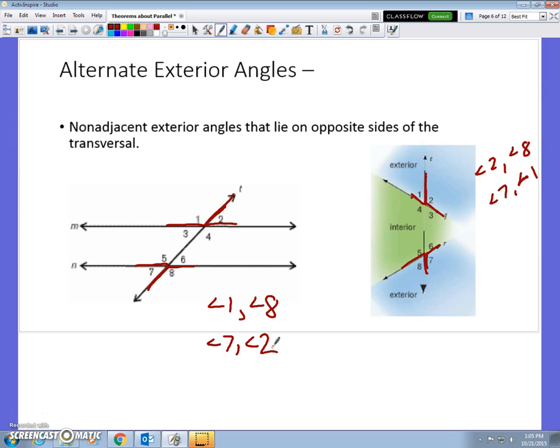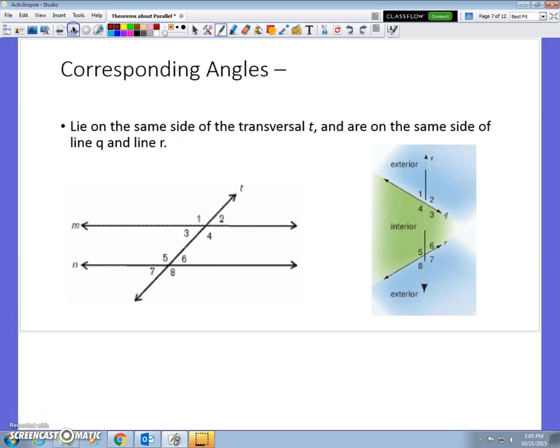Alternate exterior: exterior on the outside, alternating on other sides of the transversal. But you have to remember too, they're non-adjacent, so it's easy to confuse them. For instance, angle 7 and angle 8 would not be alternate exterior angles because they're adjacent, and one of the qualifications is that they're non-adjacent.